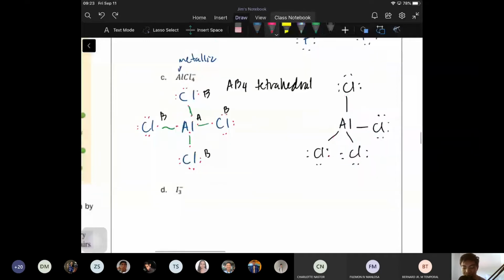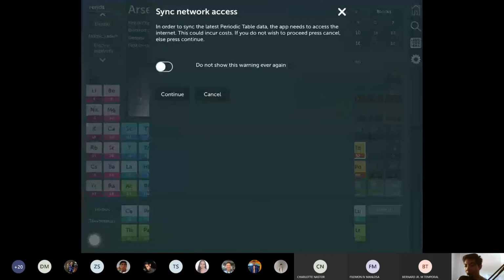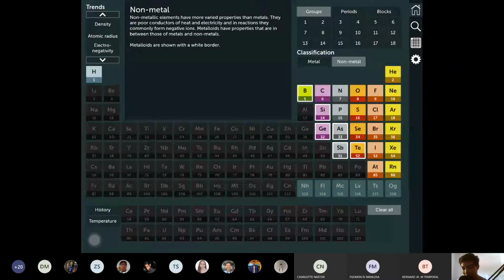Okay. So, ganun. Next one, I3 negative. Tingin tayo sa periodic table. Okay. So, si iodine, non-metal siya. Tapos, ano pa? Nasa anong period siya ng periodic table? 1, 2, 3, 4, 5. Nasa 5th period siya ng periodic table. So that means pwede itong maging expanded octet. Pag non-metal, then nasa 3rd period pababa, yun ay pwede mag-expanded octet.